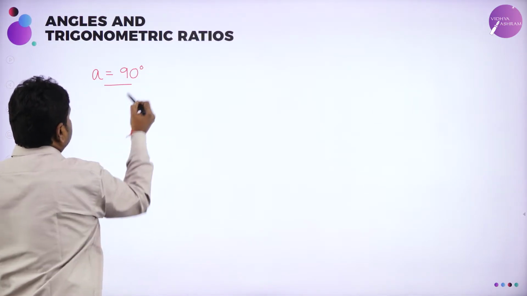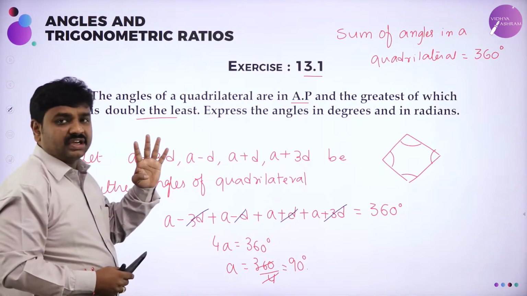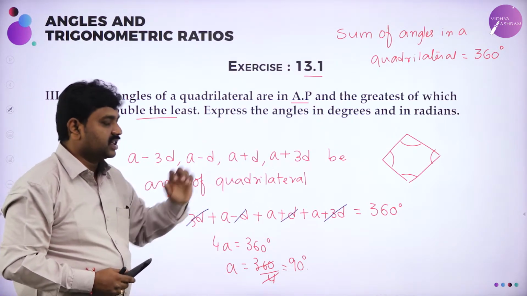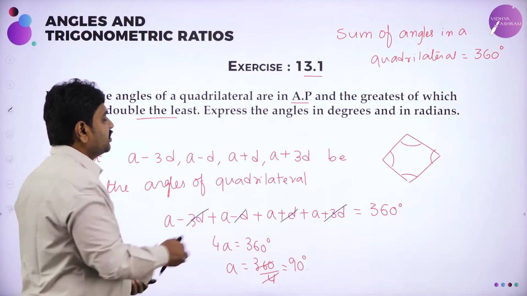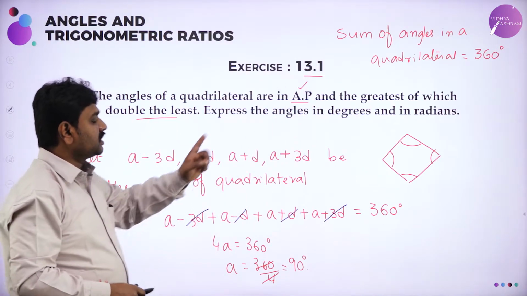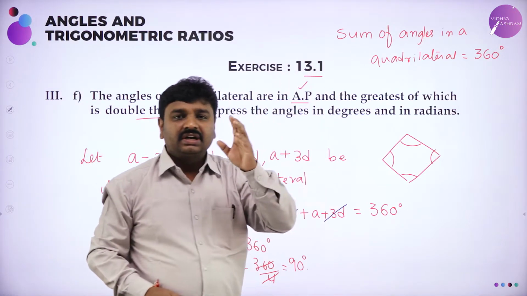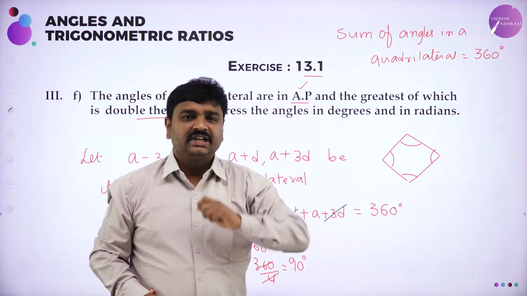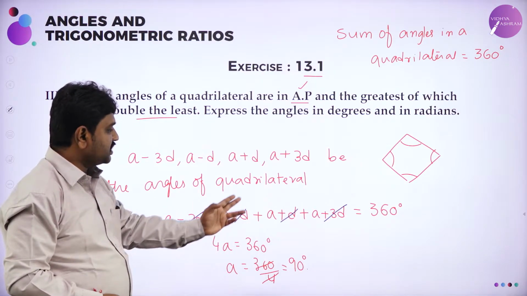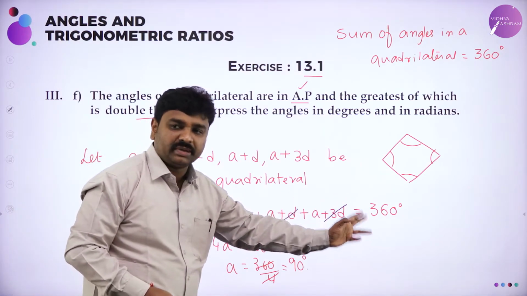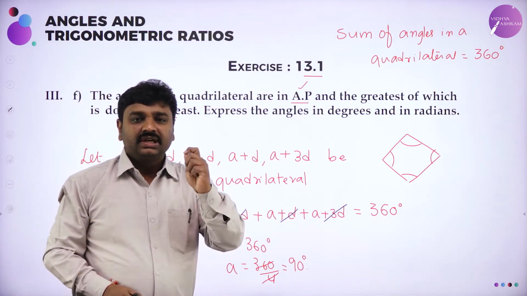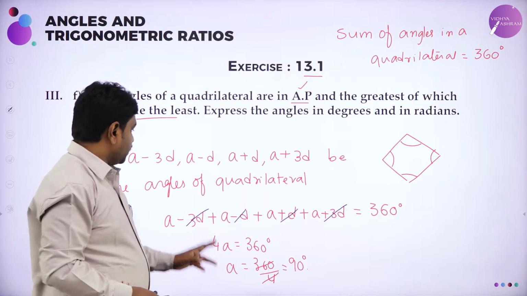Using the basic, what is the basic? Assuming four terms in arithmetic progression, so a minus 3d, a minus d, a plus d, a plus 3d. Four terms in AP because they mentioned they are in arithmetic progression. And you know one more basic. What is the basic? Sum of the angles in a quadrilateral is equal to what? 360 degrees. So when I add a minus 3d plus a minus d plus a plus d plus a plus 3d should be equal to what? 360. Solving this, you will get a. What is a? The variable here.